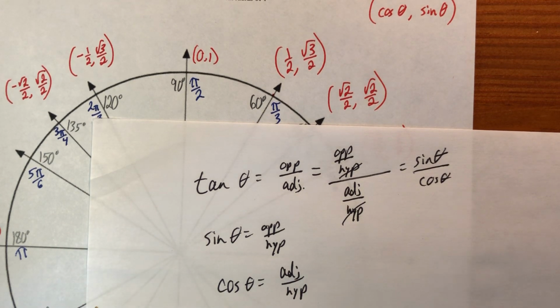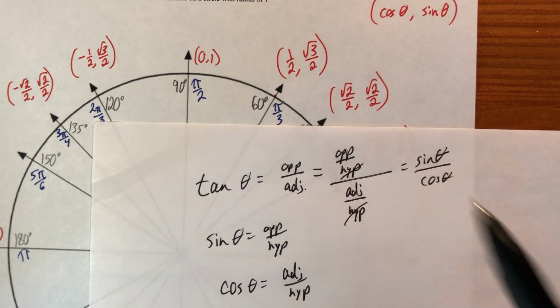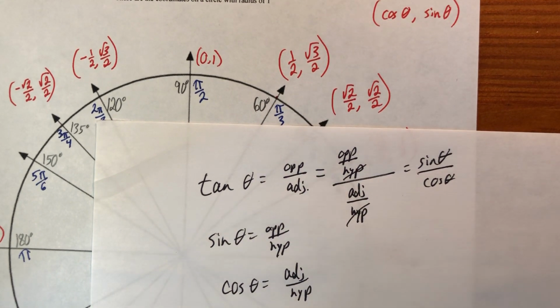Some random accent just kicked in. But the sine over cosine is equal to tangent. That's going to come in handy.